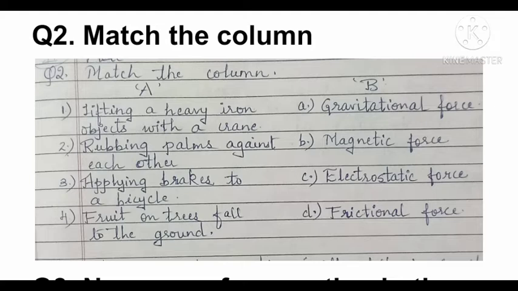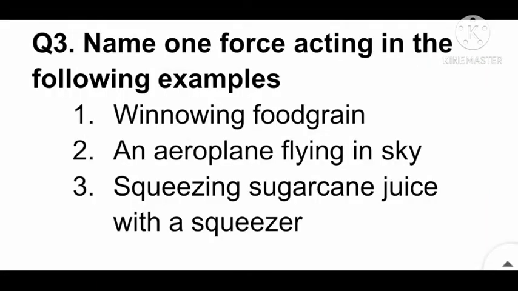Students, when you write this question, both the A as well as the B column, that is the answers, you have to write. Question number 3, name one force acting in the following examples. The first one is given, winnowing food grain. Second, an aeroplane flying in the sky. Third one, squeezing sugarcane juice with a squeezer.